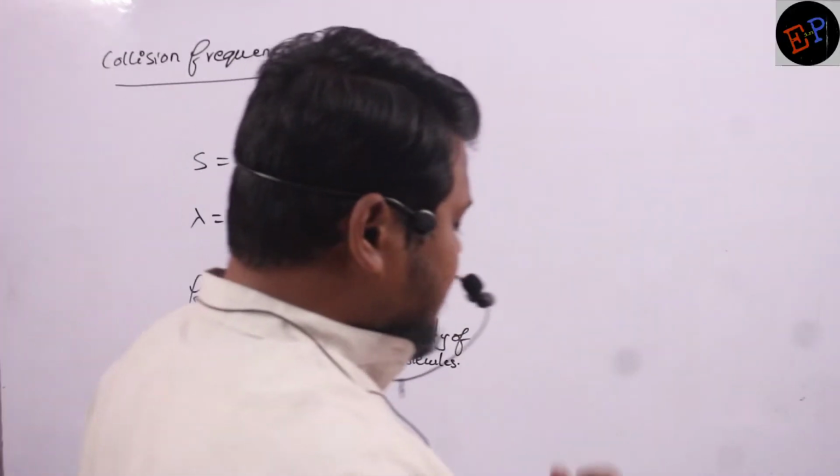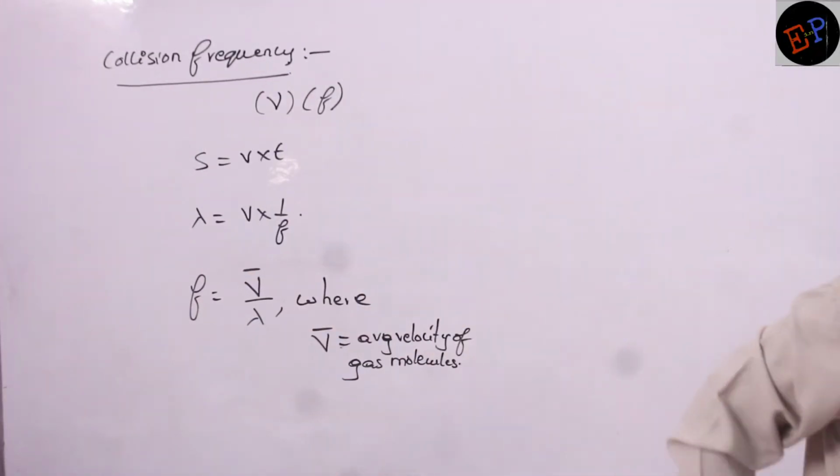So there is nothing which can travel with the speed of light. Only light can travel with the speed of light. Nobody can travel at that speed.